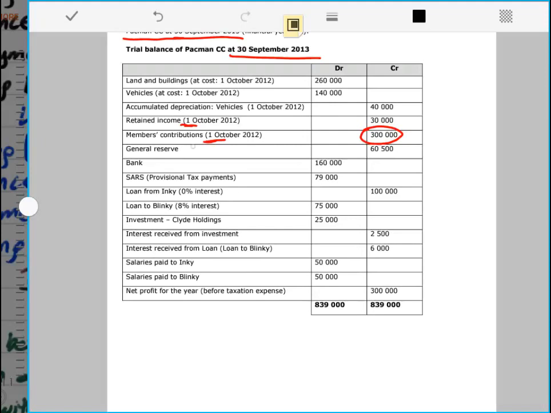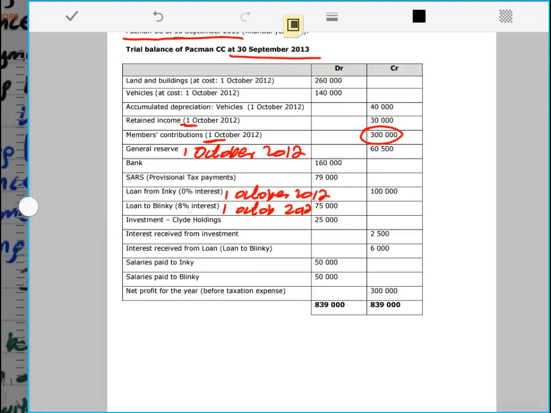So now we have general reserve, and this is on the 1st of October 2012. Please take that into account. It is an opening balance, and we are given the loan accounts, and the loan accounts are also on the 1st of October 2012. That means all these are the opening balances.